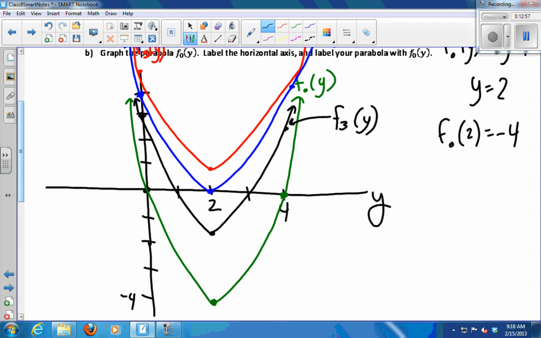And my parabolas below the bifurcation value, which was f sub 4, so the 3 and the 0, both have 2 x-intercepts. At the bifurcation value, it changes, so it only has 1. And then after the bifurcation value, we have no x-intercepts.